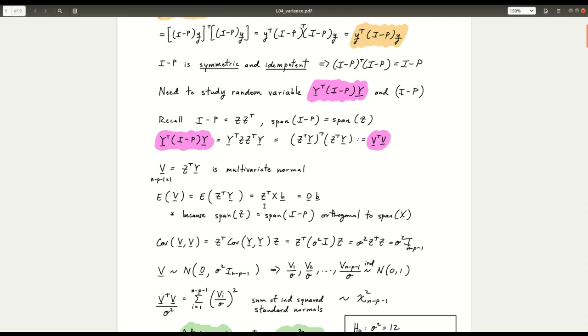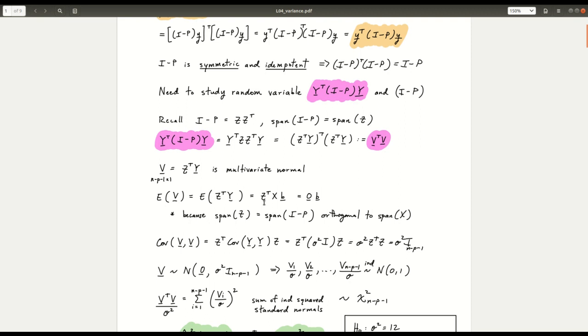The Z transpose is not random, so that comes out. So you get Z transpose times the expected value of Y, which is XB. And one thing to remember is that if we do Z transpose X, we're going to get 0. One of the reasons is that the span of I minus P is going to be orthogonal to the span of P, which is the same as the span of X.